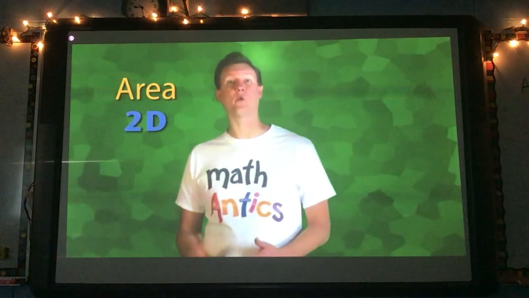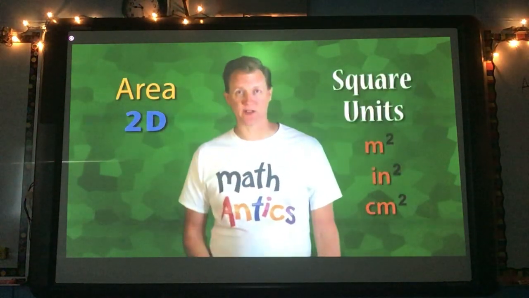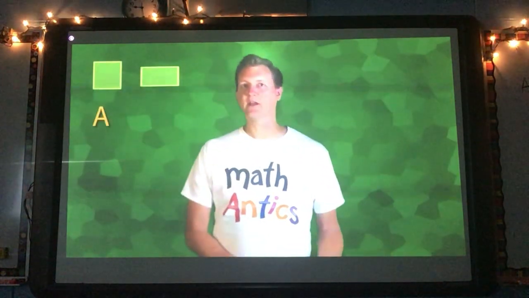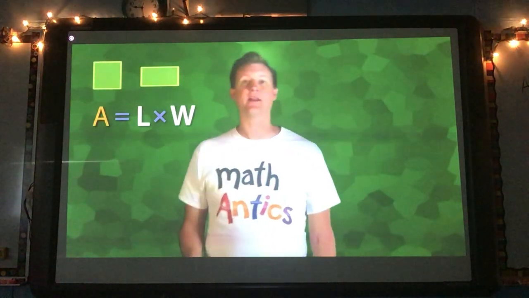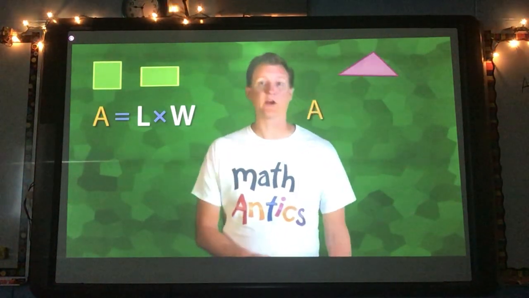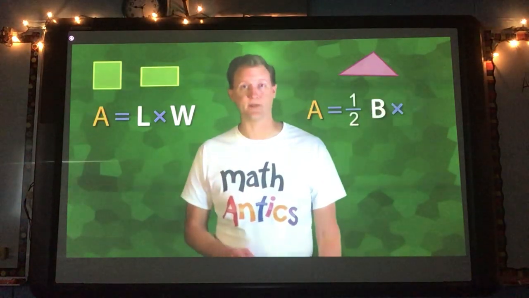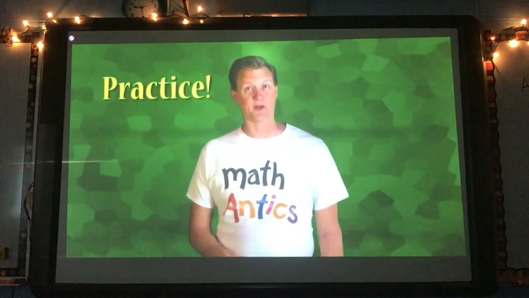Okay, now you know all the basics of area. You know that area is a two-dimensional quantity that we measure in square units. You've learned the formula for calculating the area of any square or rectangle. Area equals length times width. And you've learned the formula for calculating the area of any triangle. Area equals 1/2 of base times height. But don't forget to practice what you've learned by working some problems on your own. That's how you really get good at math.